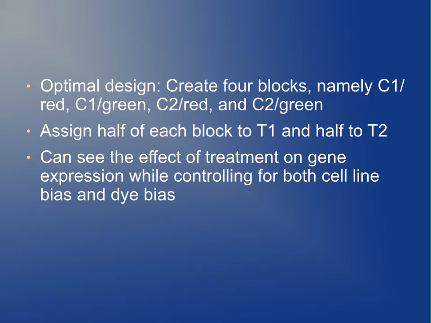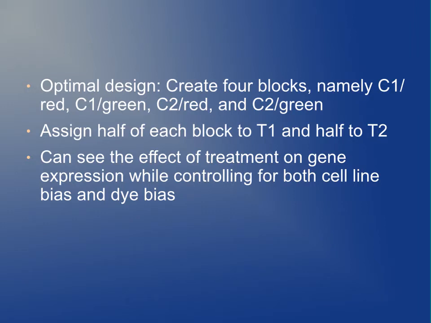The two meta blocks, we can say, of C1 and C2, and then within C1 and C2 you assign half of them to get the red dye and half to get the green dye, and likewise for C2. Then within these 4 blocks, you assign half of the block to get T1 and half to get T2. So when all is said and done, you've partitioned the data into 8 different pieces. This allows you to see the effect of the treatment on gene expression while controlling for both cell line bias and dye bias.